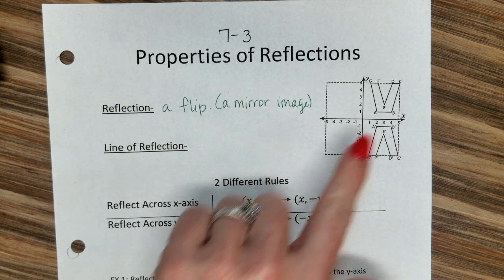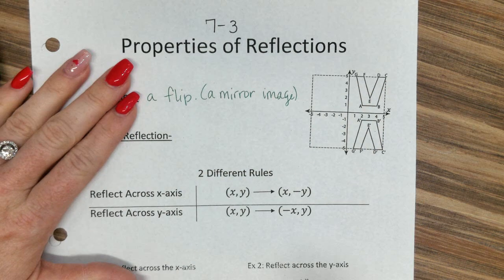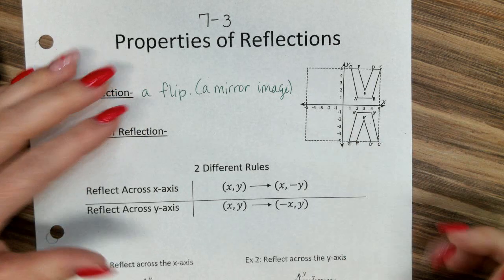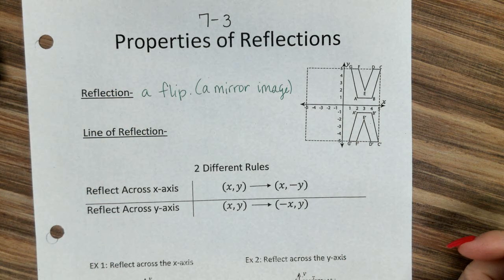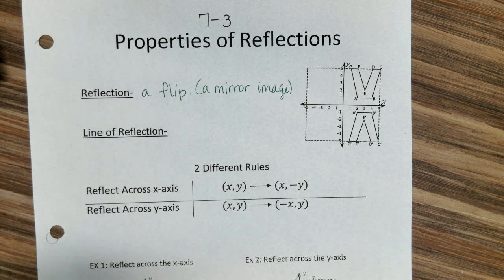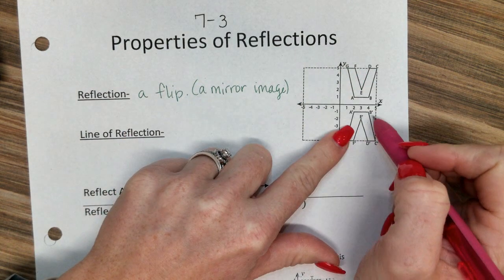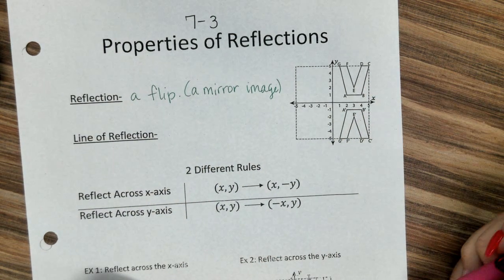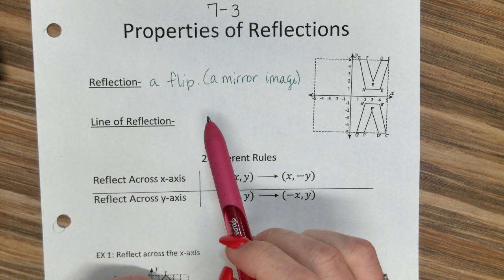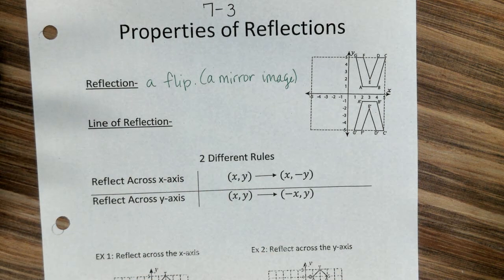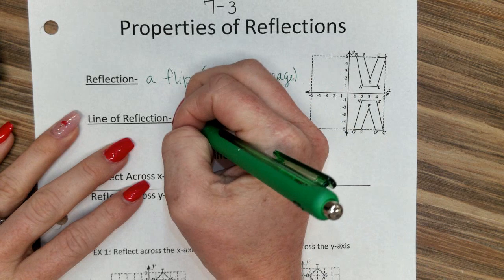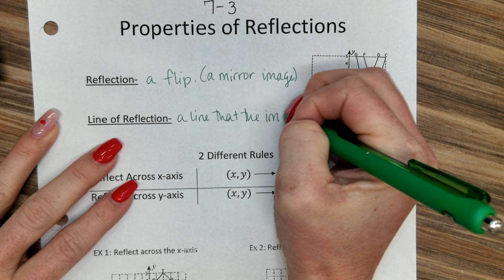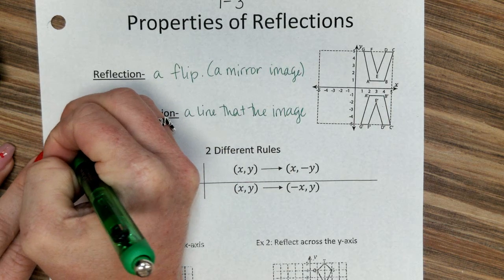So you can look over here and you can see which one of these is the new image and which one is the original. The original is the one without the primes. The one down here is with the primes. That's your new image. So you can see that it flipped over. That is called the line of reflection, basically like where the mirror was put. So it is a line that the image flips over.